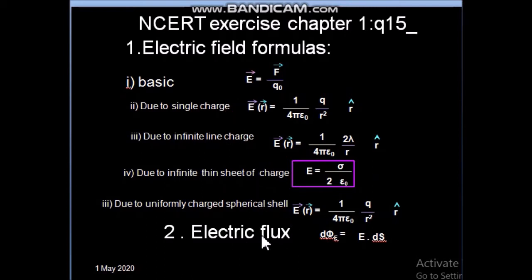Now the electric flux calculation is done using the formula d phi equal to E vector dot ds vector, that means scalar product of electric field and ds vector, that means normally drawn outward vector to the given surface. So electric flux is calculated for a surface. So let us proceed to the numericals now.